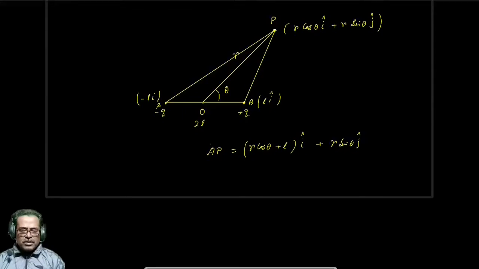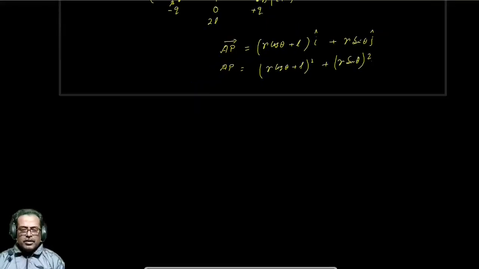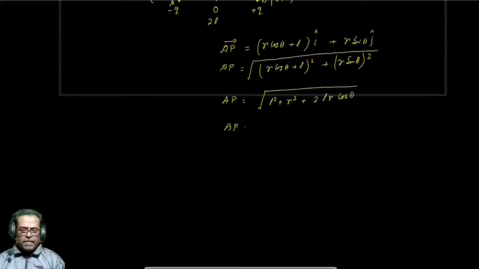Therefore, this is a vector, and the magnitude of this AP is equal to root over (r cos theta plus L) whole square plus (r sin theta) whole square. Therefore, AP is equal to root over L square plus r square plus 2Lr cos theta. Similarly, BP is equal to root over L square plus r square minus 2Lr cos theta.